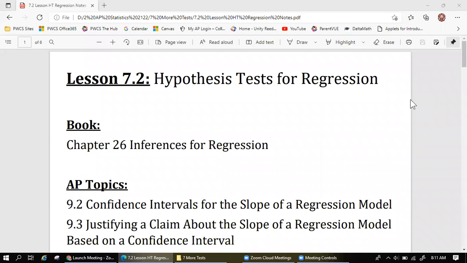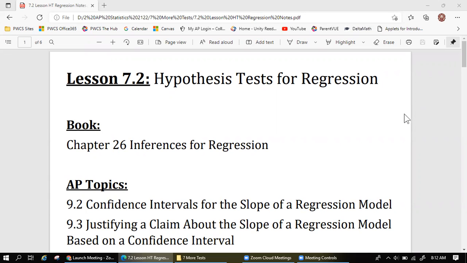Hey, all. Today we are going to do one last discussion about hypothesis tests, and this time we're going to talk about hypothesis tests for linear regression. So a long time ago this year, we discussed the relationship between two quantitative variables. We made scatter plots, we created linear models, we made predictions using those linear models, and today we're going to discuss hypothesis tests for those.